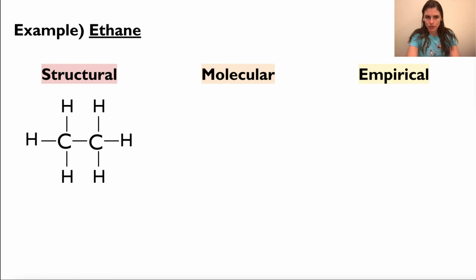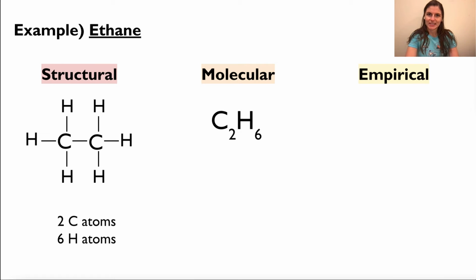I can count how many atoms of each element are in that structural formula. I see that there are 2 carbon atoms and 6 hydrogen atoms. That allows me to then go ahead and write my molecular formula. There are 2 carbon atoms, so I'm going to write C and then 2 as the subscript after the C, H and then 6 as the subscript after the H.